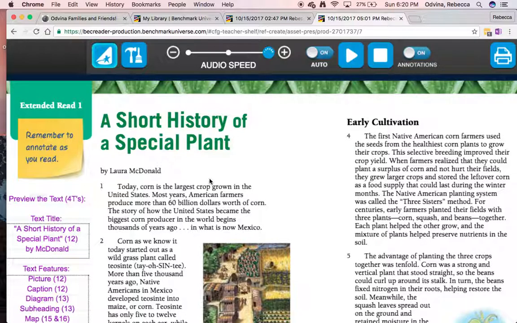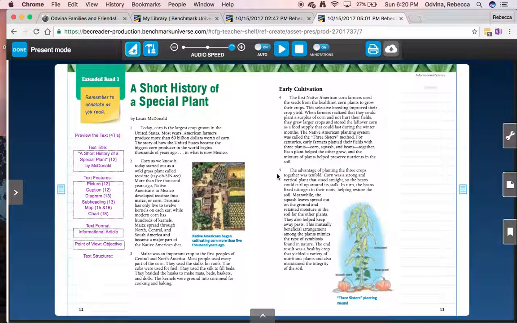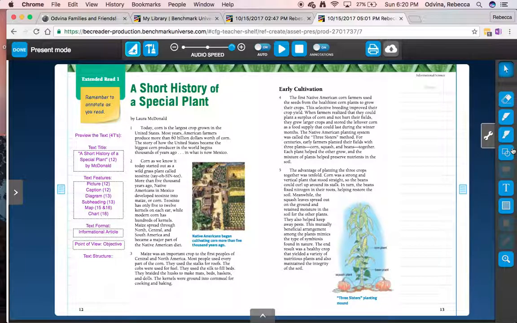Okay, boys and girls, I'm going to stop there, and now I'm going to go back through the text and look for those key details. I'm going to be using the line tool for this. You guys will be using your pencil to underline.